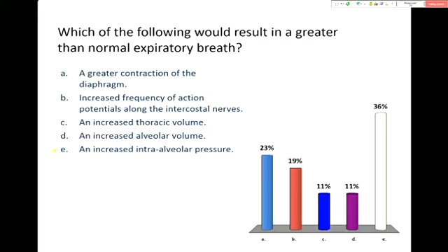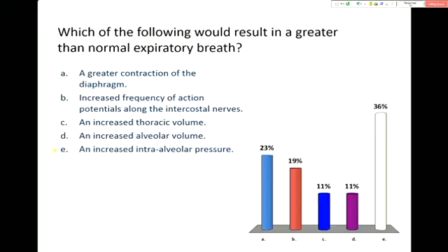So maybe that's where those 2 out of 5 of you who said A or B were getting confused. That's inspiration, not expiration. Increased thoracic volume. Well, if you remember old, what's his name? Boyle's law. Increasing the volume of the thorax will increase the volume of the alveoli, because the lungs change in shape the same as the thorax because of the intrapleural connection. So the thorax gets bigger, so do the alveoli.